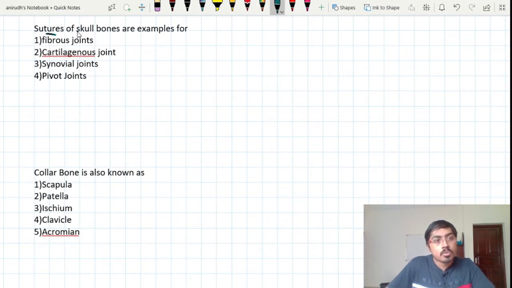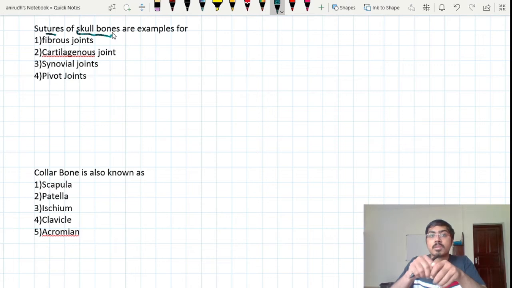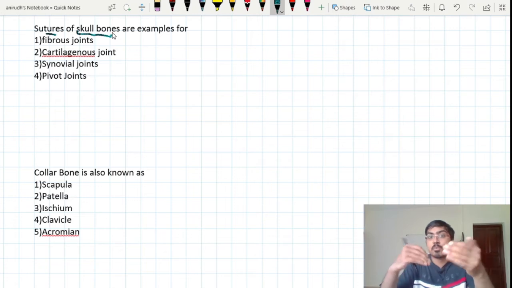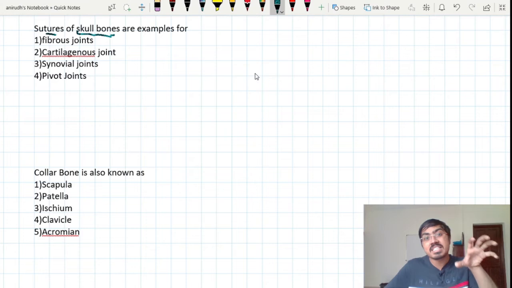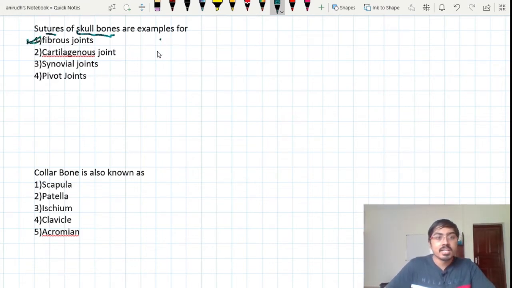Sutures of the skull bones are examples of. So we know that there are multiple skull bones. Now they are actually joined with the help of sutures. Now they are immovable. You cannot move the skull sutures between the frontal bone and the parietal bone, between the two parietal bones, between parietal bone and occipital bone, temporal bone. Nothing can be moved there. So there is no movement at all. So this is a fibrous joint. Okay, so the correct answer for question number 1 is answer 1.